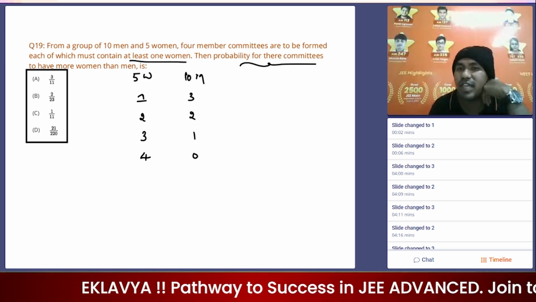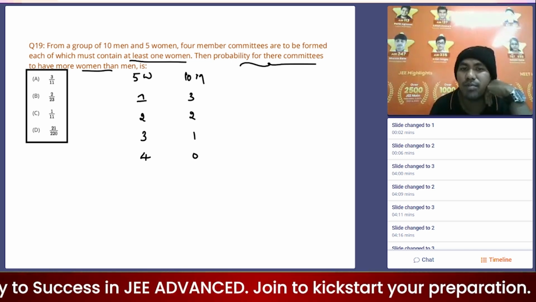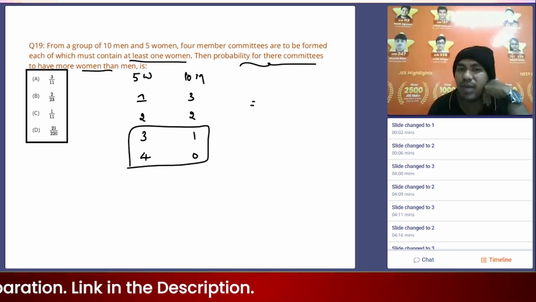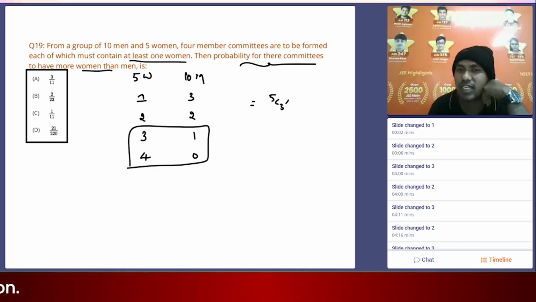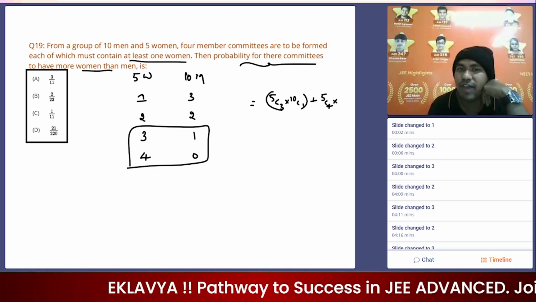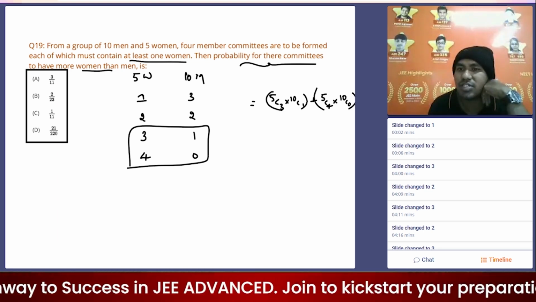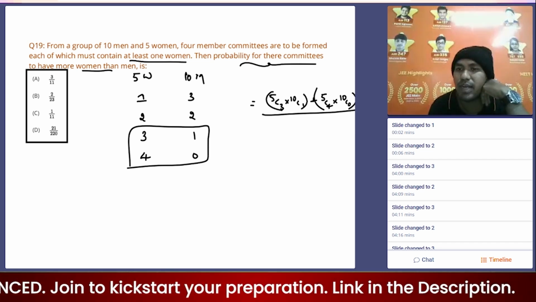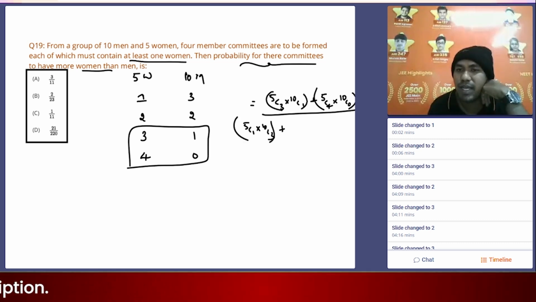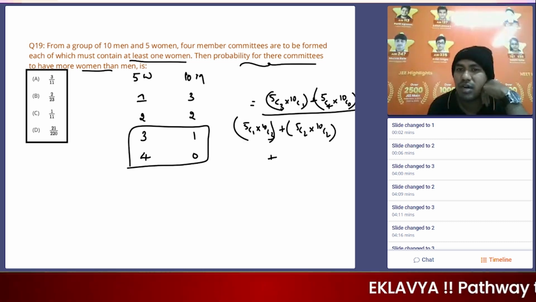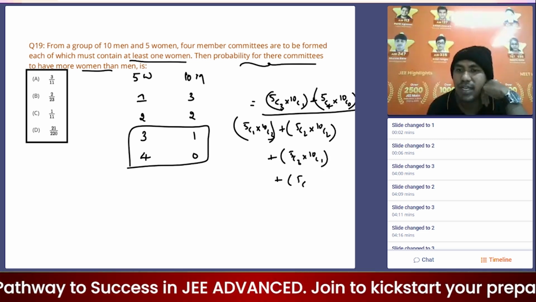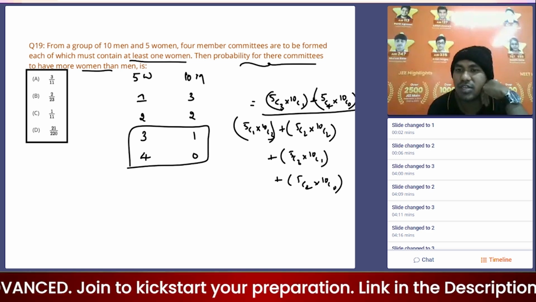Then, for the committees to have more women, the probability of that event is given by 5C3 × 10C1 plus 5C4 × 10C0. This is where you have more women, upon the total possibilities. The total possibility will be 5C1 × 10C3 plus 5C2 × 10C2, plus 5C3 × 10C1 plus 5C4 × 10C0.